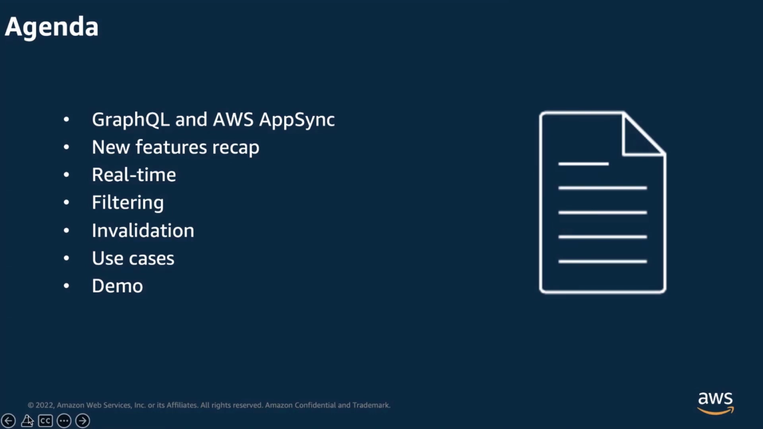We then go through our brand new filtering and invalidation capabilities in detail, following up with use cases and how customers are using AppSync real-time capabilities at scale in production to engage with their own customers and enhance their user experience. Finally, we have a quick demo. So let's get started.